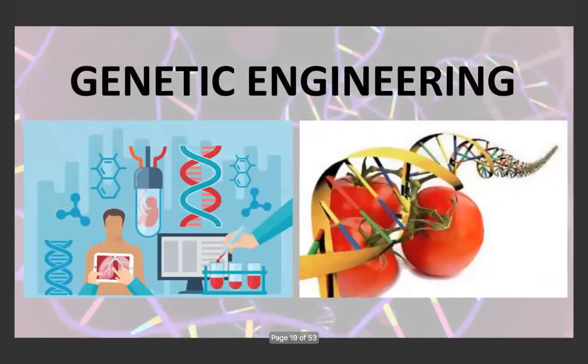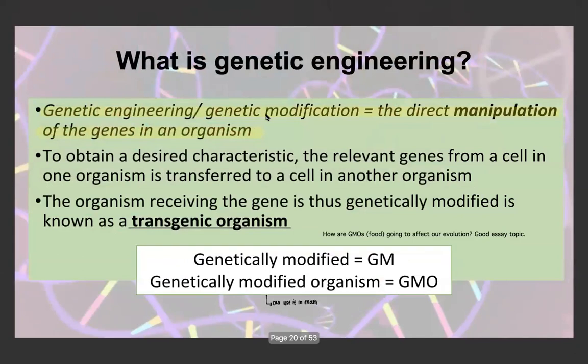So then if we move on to look at genetic engineering. Genetic engineering is the direct manipulation of the genes in an organism to obtain a desired characteristic, and the relevant genes from a cell in one organism are transferred to a cell in another organism. The organism that receives this gene, so the organism that has been genetically modified, genetically engineered, is called a transgenic organism. An organism that is genetically modified, we say, is GM, or genetically modified organism, called a GMO. In an exam, you can use the letters GM or GMO, just specify first that this is what they stand for.